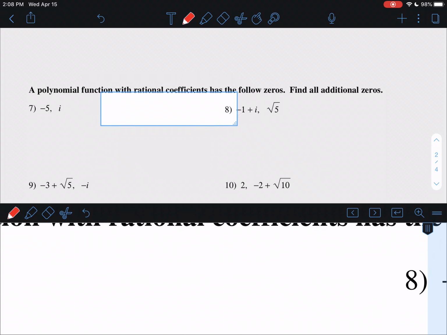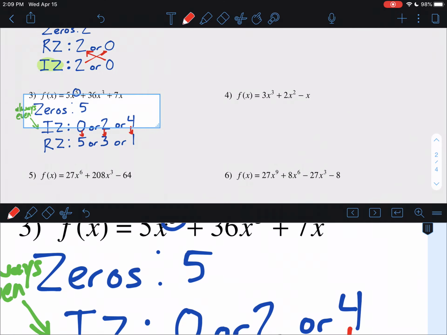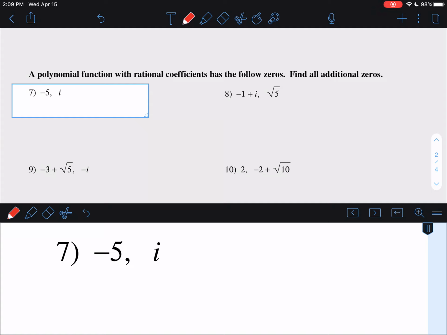We have a polynomial function with rational coefficients that has the following zeros. Find all the additional zeros. We have to have a complex conjugate for some of these numbers, for these imaginary numbers. It's not telling me what the polynomial function is, but it's telling me that it has these two zeros, -5 and i. -5 is already a rational number. That's already a real number. i is not a real number. It is a rational number, my bad, but it's not real.